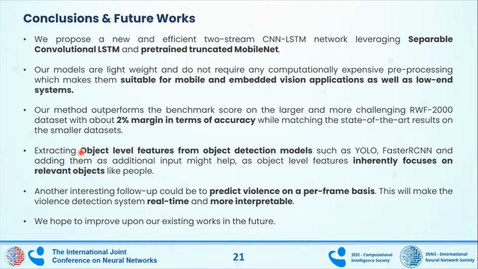And in our future work, we plan to extract object level features from object detection model because this will inherently focus on the relevant object like people. Another interesting follow-up research could be predicting violence on a per frame basis. This will make the violence detection system real-time and more interpretable. We hope to improve upon our existing works in the future.